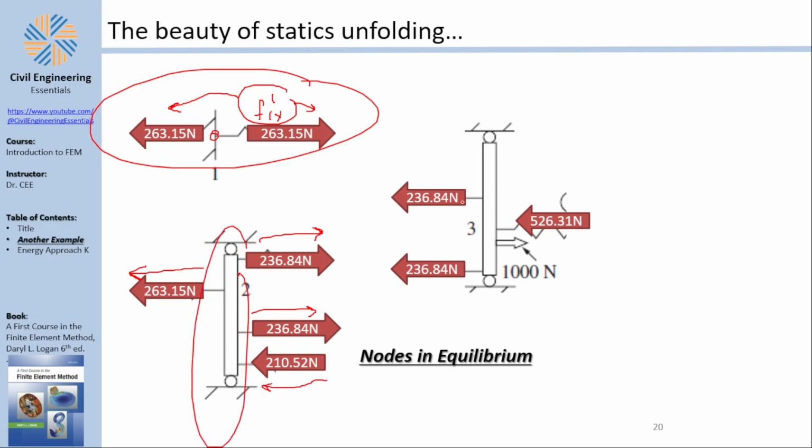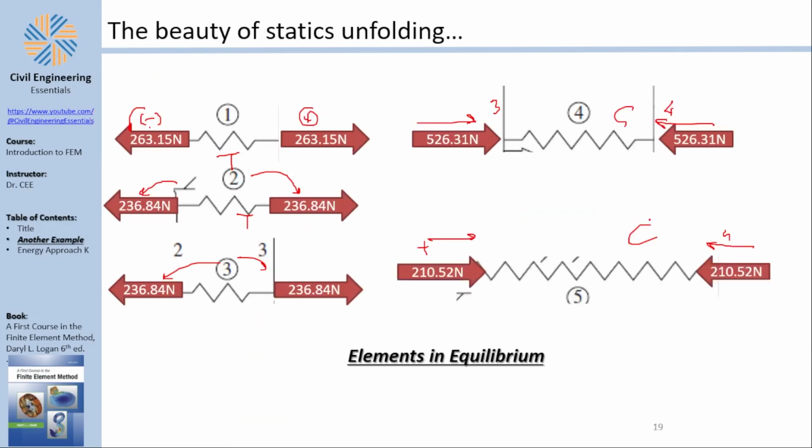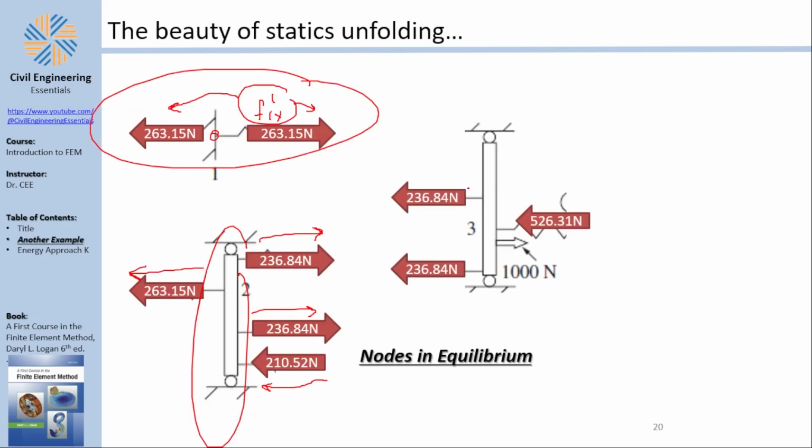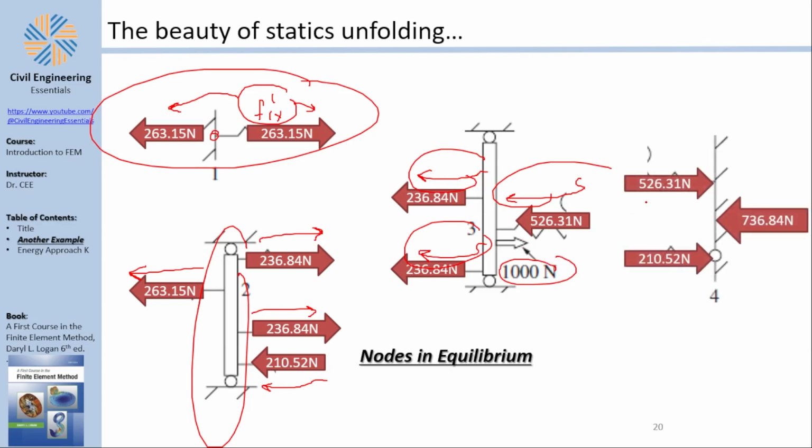If you go to node 3, let me just check what was connecting node 3. Okay, 2 and 3 and 4. So you can see on node number 3, element number 2 is under tension, so it pulls on the node. Element number 3 is under tension, so it pulls on the node. Element number 4 is under compression, so it pushes on the node. Now, if you sum those 3 up, you think that's not in equilibrium. It is in equilibrium because the summation of the forces here and the 1000 external force is 0, so it's in equilibrium.